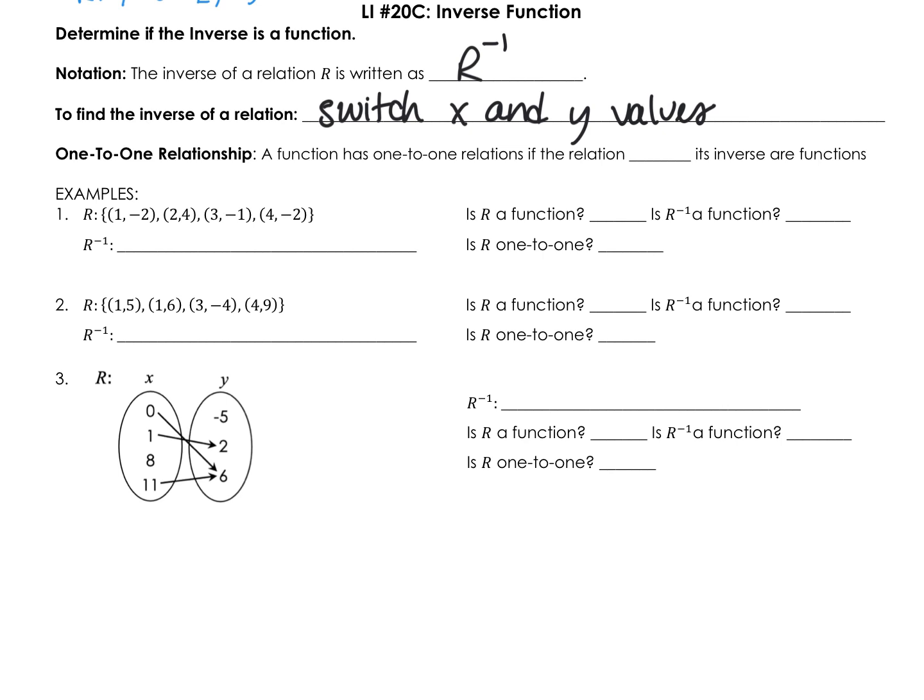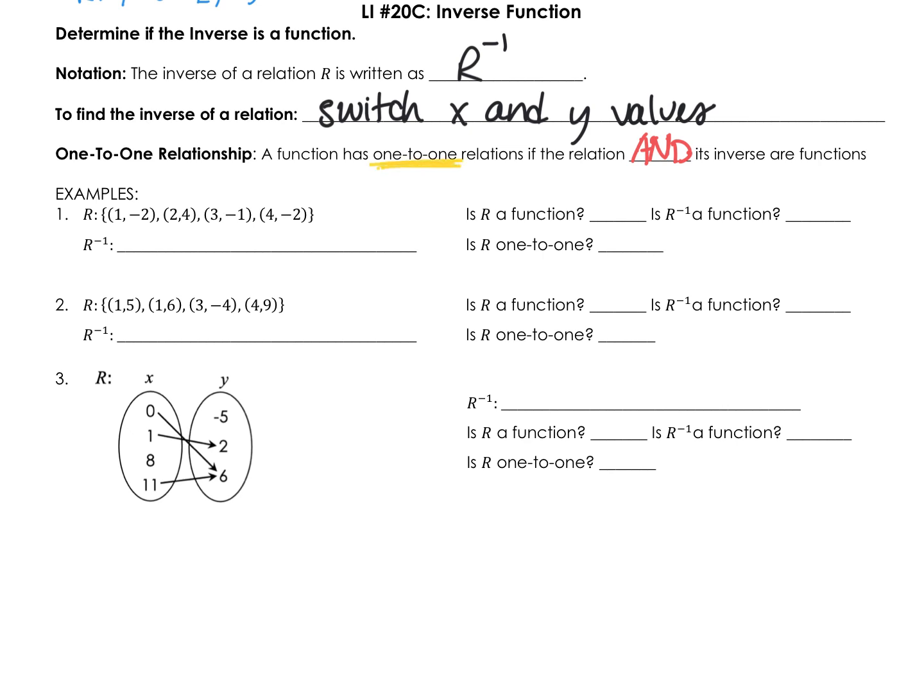Here's the confusing part of today: what does it mean to be one-to-one? A function has one-to-one relations if the relation and its inverse are functions. What that means is that if I have the original function and then I get the inverse, both of them have to be functions, and then it is one-to-one.